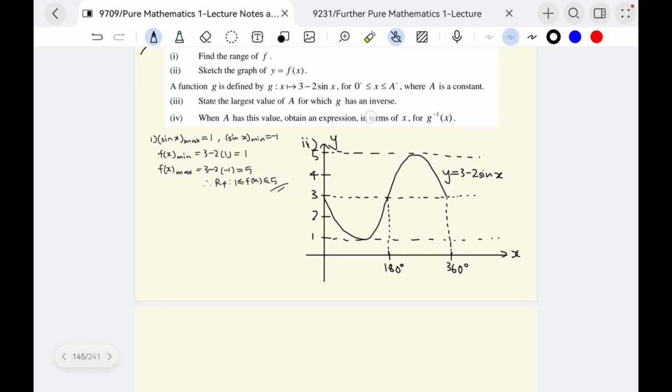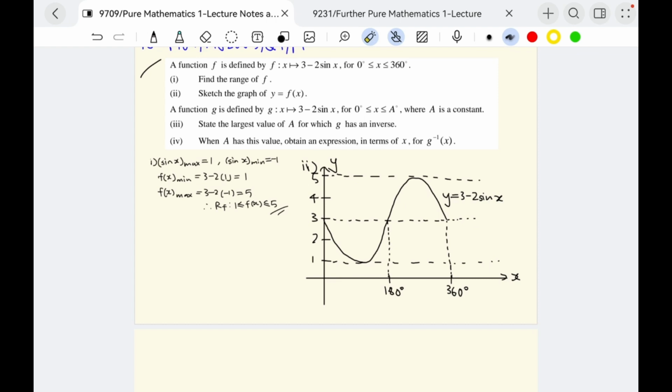So there's another function g defined. g maps x to 3 minus 2 sine x for 0 to a, where a is a constant.